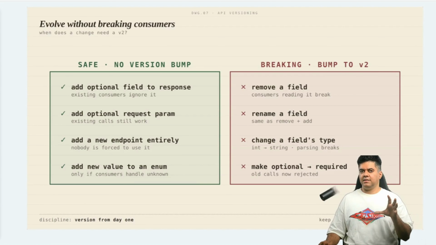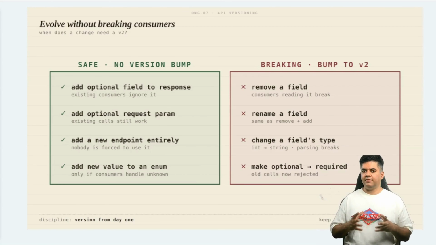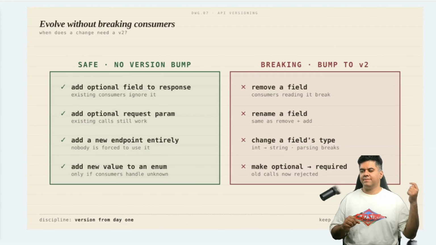But the reality is that requirements change. You need to rename a field, you need to add a required parameter, you need to remove something that's no longer relevant. So how do you evolve an API without breaking everyone who depends on it? The answer is versioning combined with backward compatibility tools. Backward compatible changes are changes you can make without incrementing the version. If you add a new optional field to a response, it's safe and existing consumers ignore it. Similarly, if you add a new optional request parameter, that's also safe. Existing calls can still work.